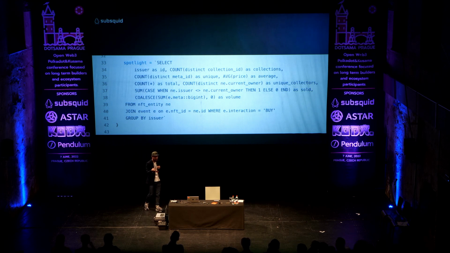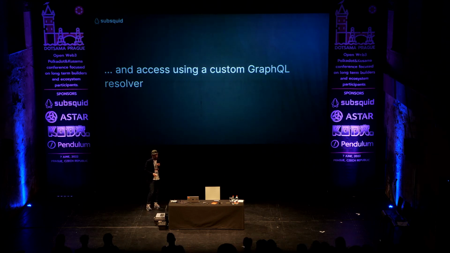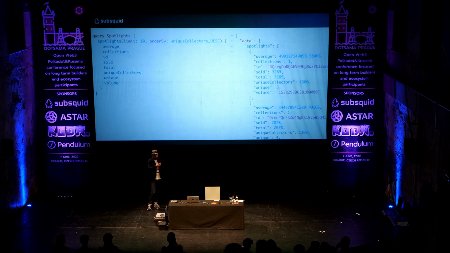They have a very complex query that they run in order to show statistics on how the remark NFTs were used, who was collecting them, what was the average price, and so on. So you just pull in a very complicated SQL query, and you can show the results with a custom GraphQL endpoint. This is how it usually looks. This is a live query, which is automatically generated from the code that you defined.